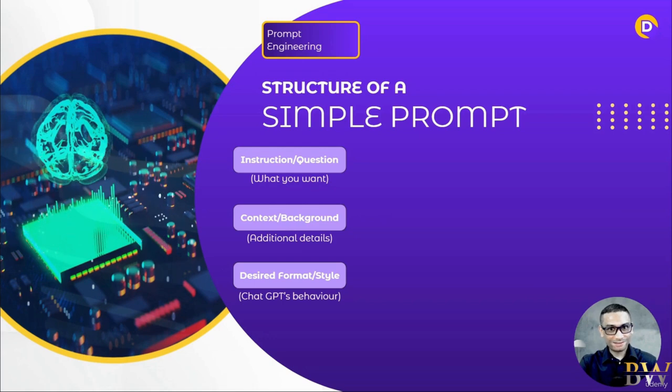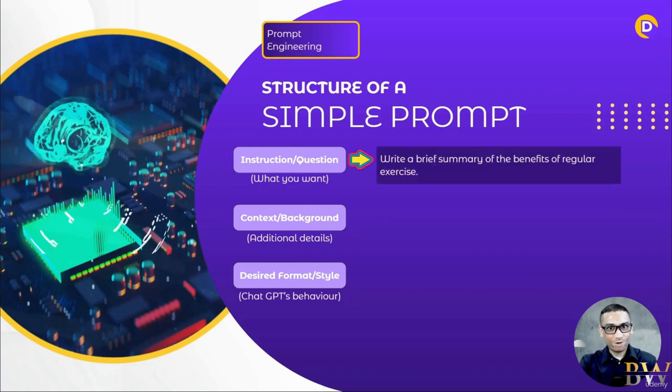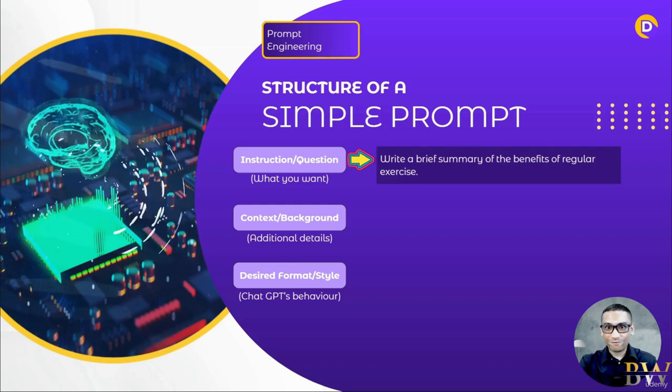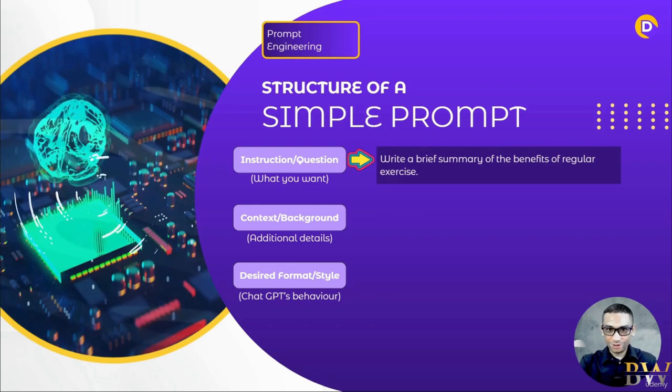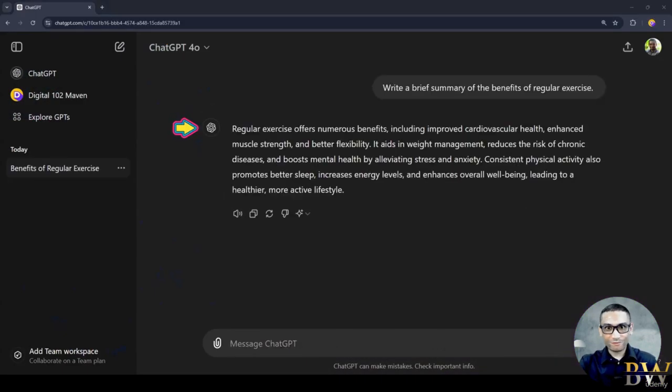Let's use an example about the need for exercise perhaps. For the first part, let's put in, write a brief summary of the benefits of regular exercise. Let me show you what happens if we insert just this into ChatGPT. ChatGPT provides a brief summary in the form of a paragraph.